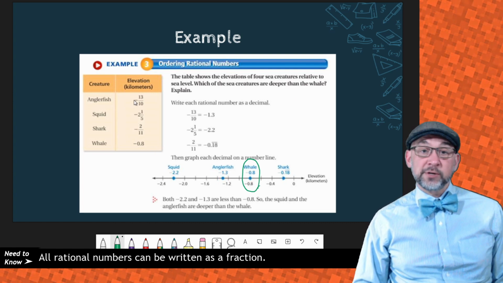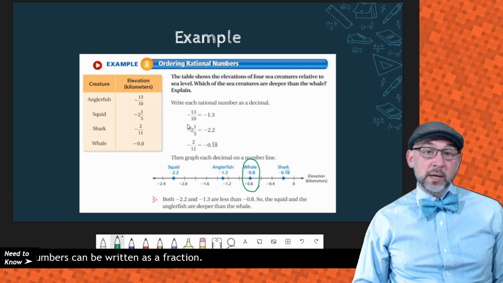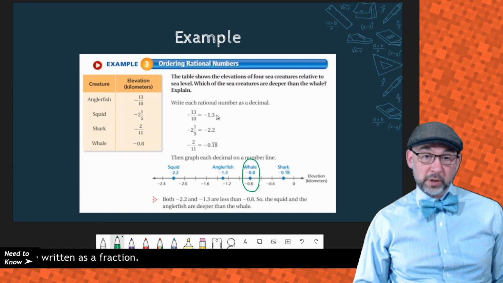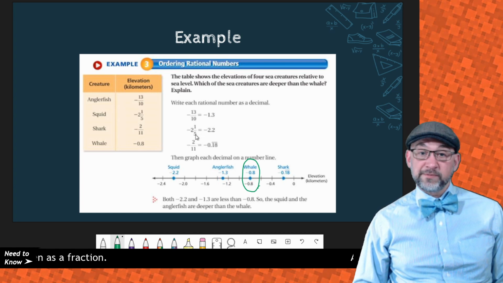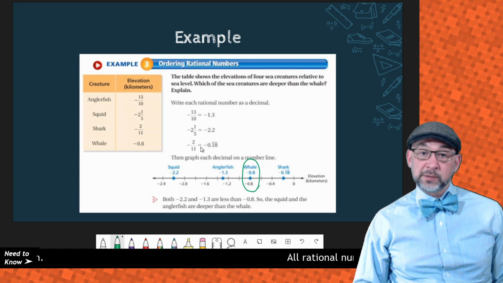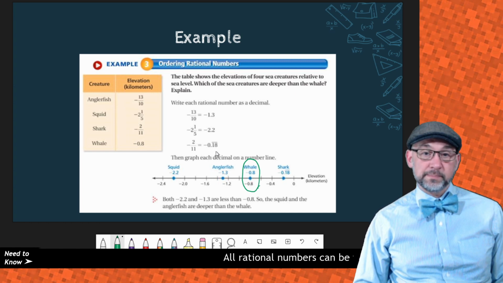I need to figure out which one of these creatures, or which could be more than one, are lower or deeper than the whale. So the whale I can put on my number line pretty easily. And what I need to do is convert each one of these fractions into their decimal equivalent. Negative 13 over 10 turns into negative 1.3. Negative 2 1/5 is equal to negative 2.2. And negative 2/11 is equal to negative 0.18 with the 18 repeating.